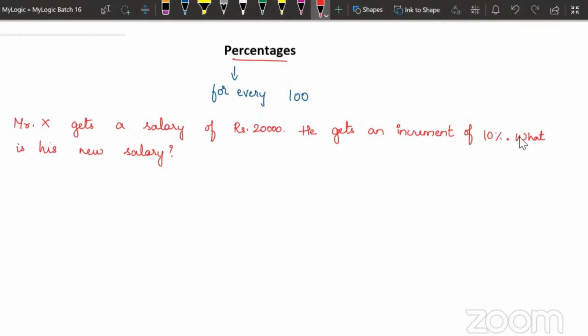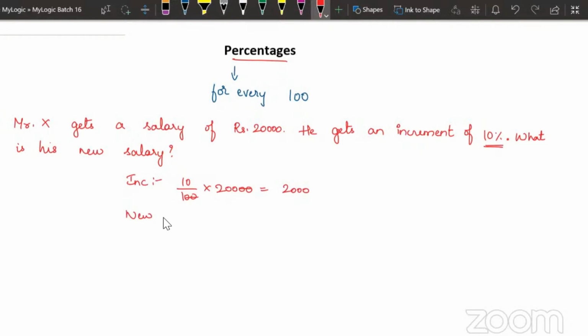Yes, Madhu has replied that the answer is 22,000. Vandit, 22,000. Yes, very good. So the answer is 22,000. Correct. So basically, how did you calculate? You calculate the increment, right? Increment is 10%. 10% of 20,000 is 2,000 rupees.